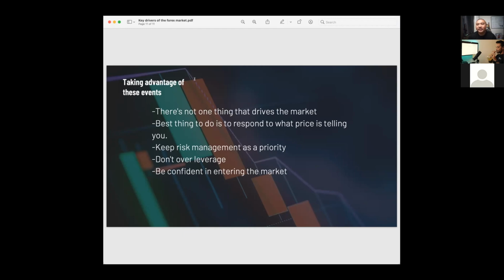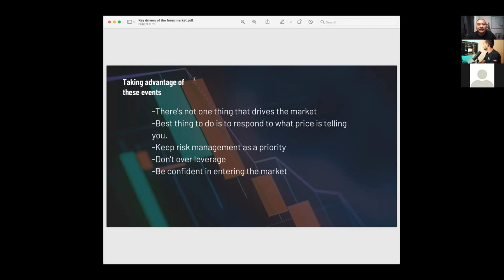There's no one thing that drives it. The best thing we can do as traders is to respond to what price is telling you. You want to respond, you don't want to react. A lot of the market movement you're going to see is the reaction of the crowd, right? And so we want to keep risk management as a priority.